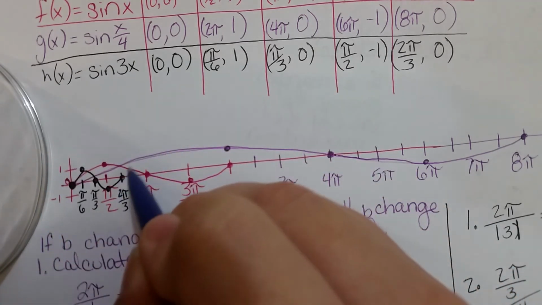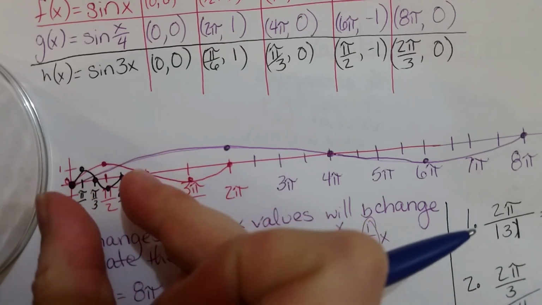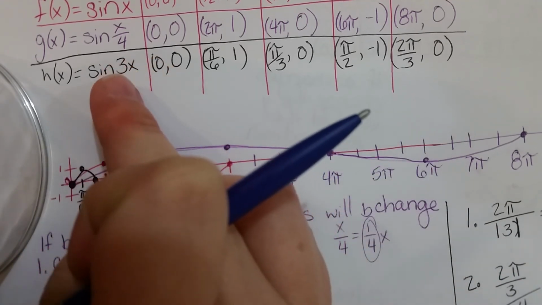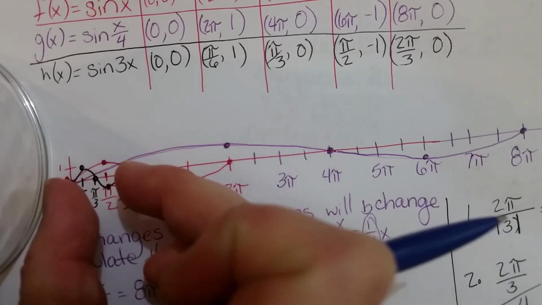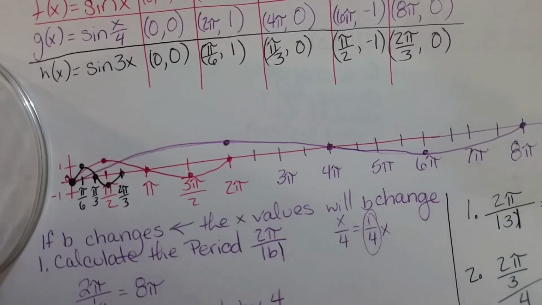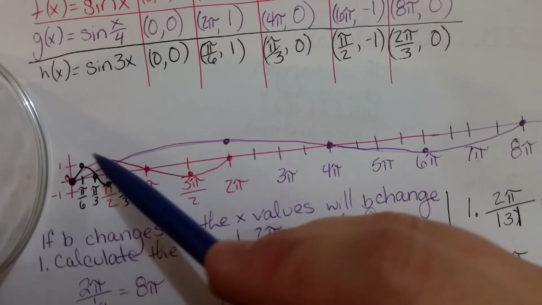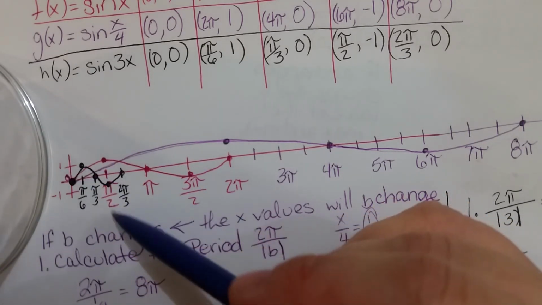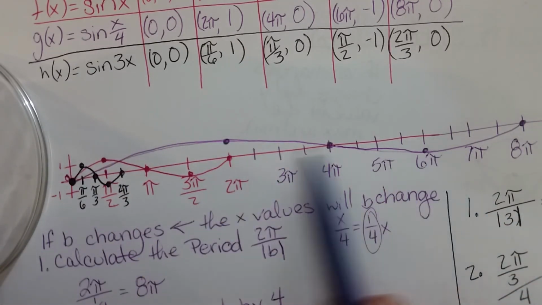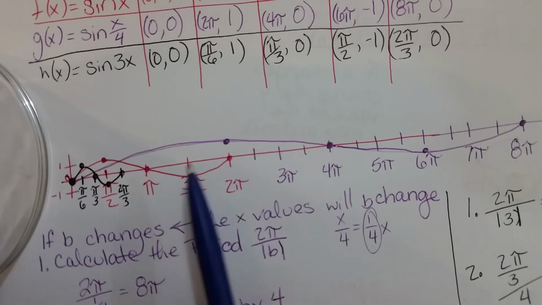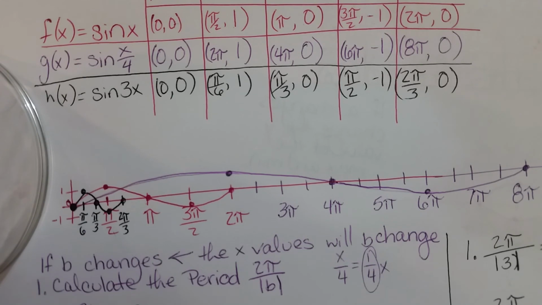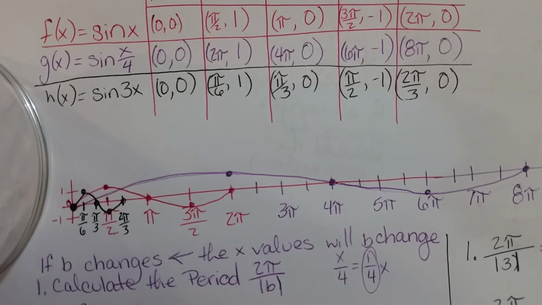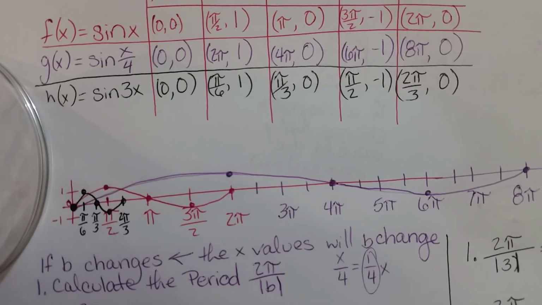Okay, and obviously I could keep going, but basically what you need to notice is that because this is a value where the absolute value is greater than 1, it's going to be compressed. So it's going to oscillate back and forth between 1 and -1 much faster than the parent graph, or especially the one where we had x over 4. Okay, I'll make a separate video for cosine, but it's the same idea.